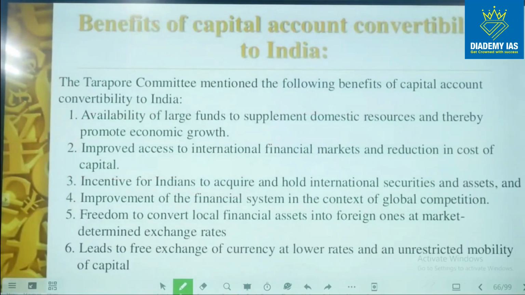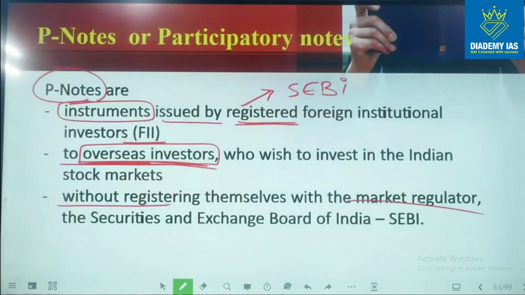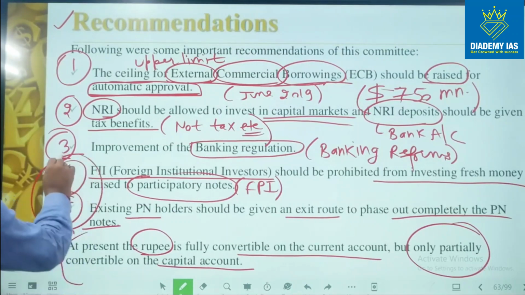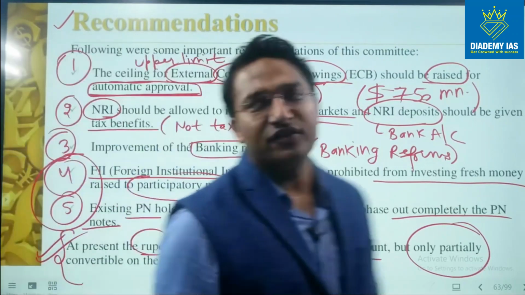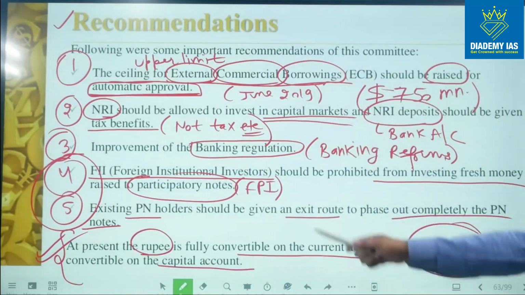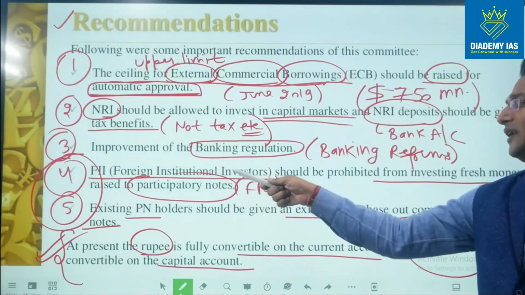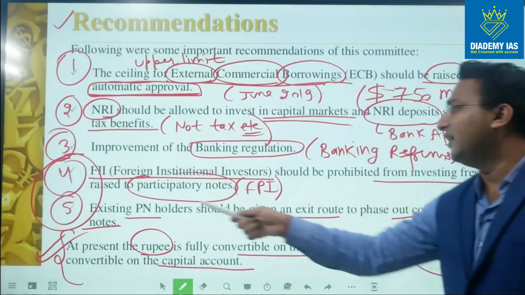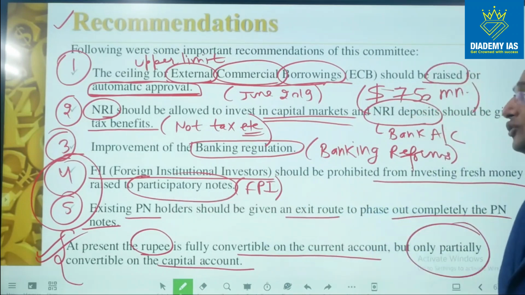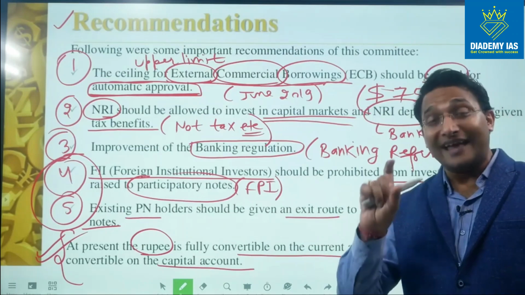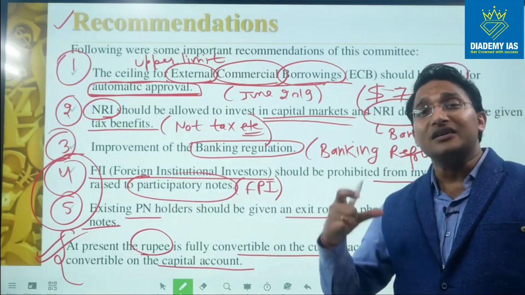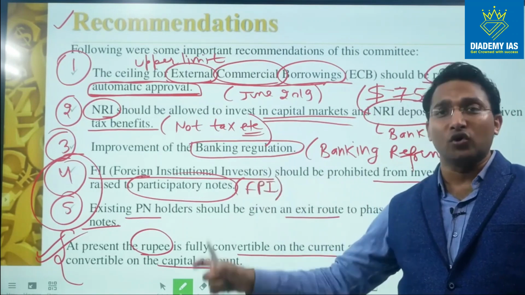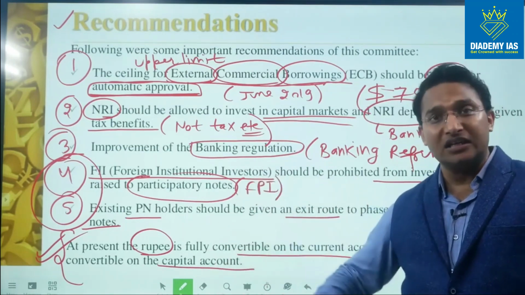Now, why do I discuss this point? Because of points number 4 and 5, right? In points 4 and 5, you can see point number 4: foreign institutional investors should be prohibited from investing fresh money raised through participatory notes, right? So the Tarapore committee is saying, please do not invite fresh money from participatory notes. This kind of money is risky.